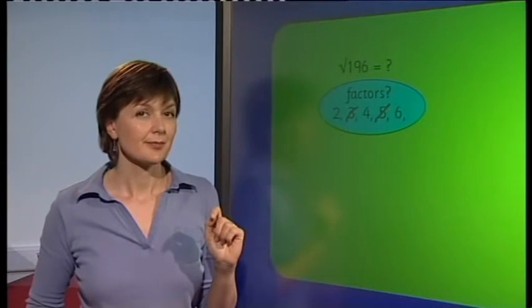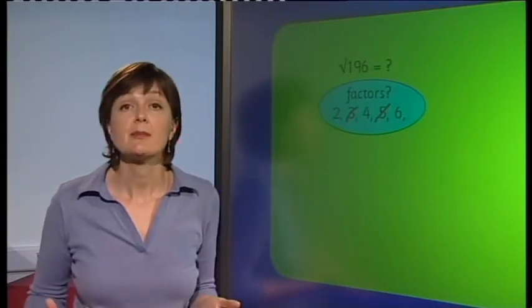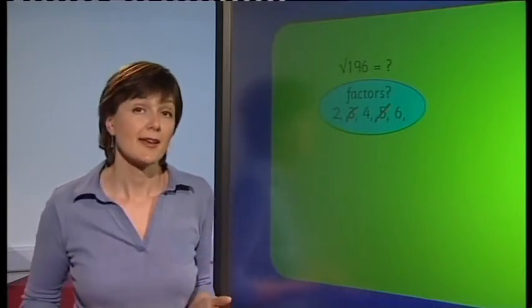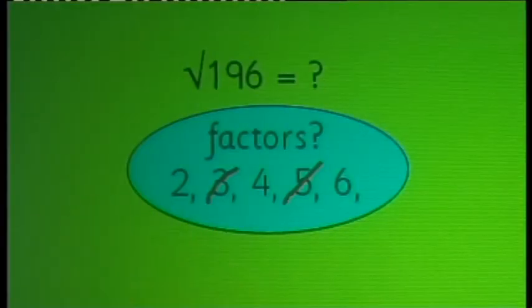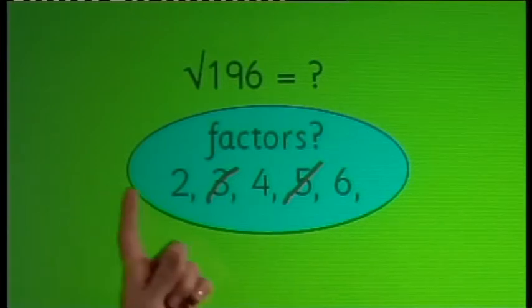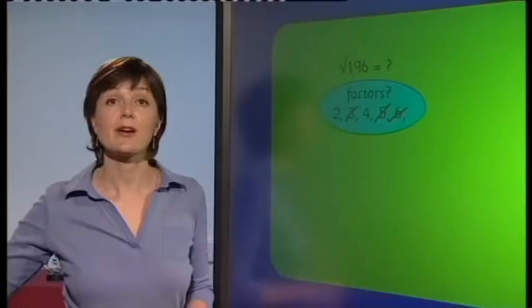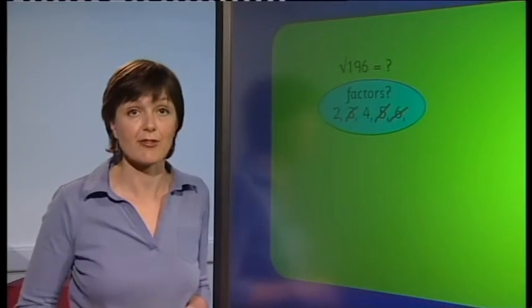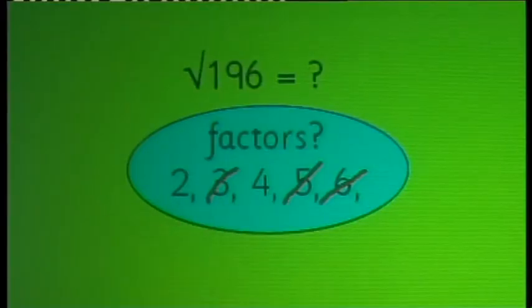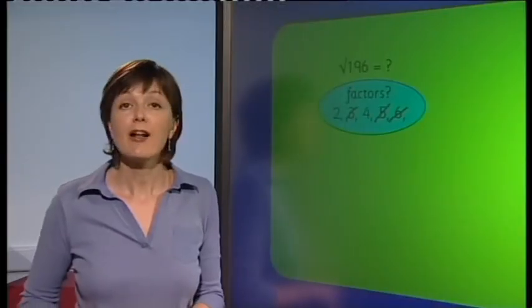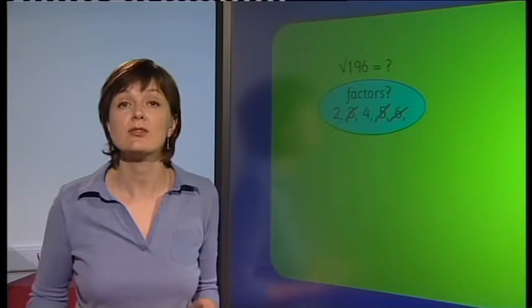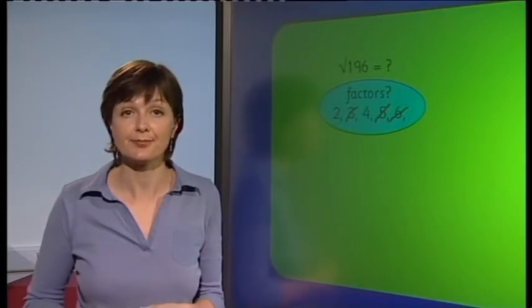How about 6? Well, to test for divisibility by 6 means you have to test for 2 and 3 separately, and 196 has already failed the divisible by 3 test, which means it's not divisible by 6. So, what possible factors do we have so far? Well, just 2 and 4. We could go on, but in fact, we've done enough already. I'll factorise 196 using the information we already have.